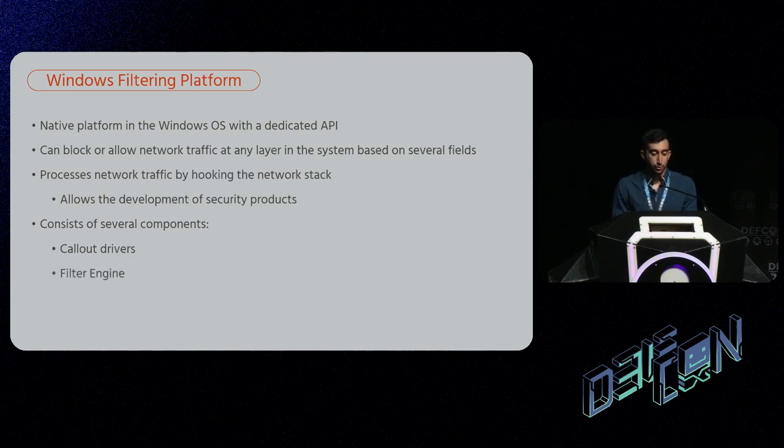The second component is the filter engine. This component is designed to filter network data by using multiple layers from the OS network stack, and the layers are set in user and kernel mode. The user mode component filters RPC and IPsec network data, and the kernel mode component performs filtering at the network and transport layers of the TCP/IP stack. It also sends the network data to the callout drivers.